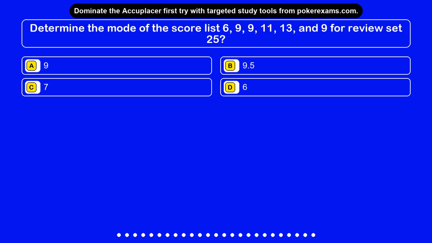Question 9. Determine the mode of the score list 6, 9, 9, 11, 13, and 9 for review set 25. Option A, 9. Option B, 9.5. Option C, 7. Option D, 6.